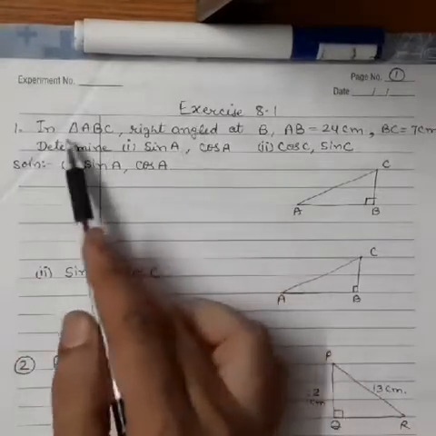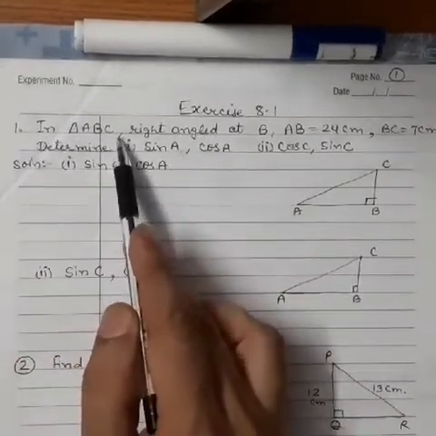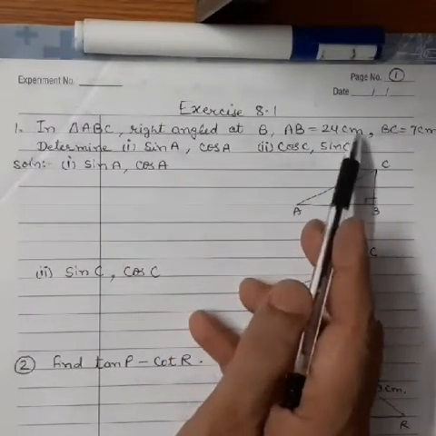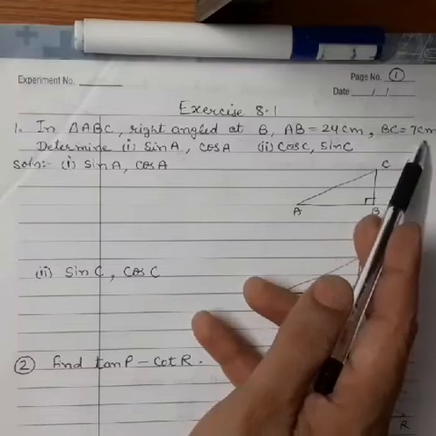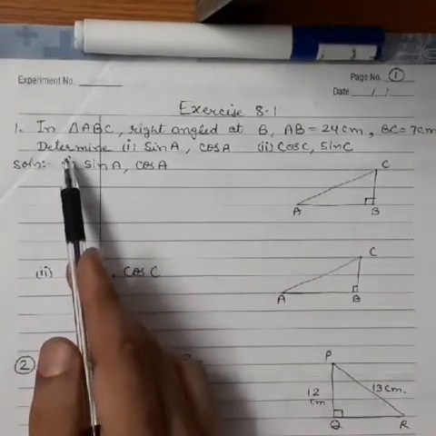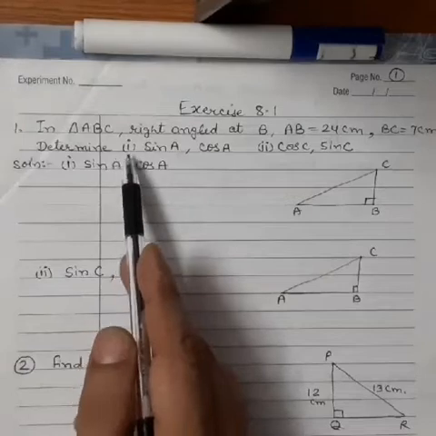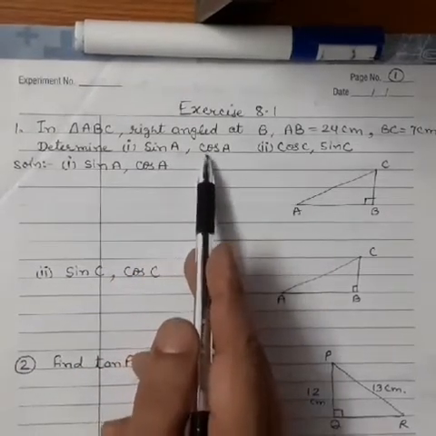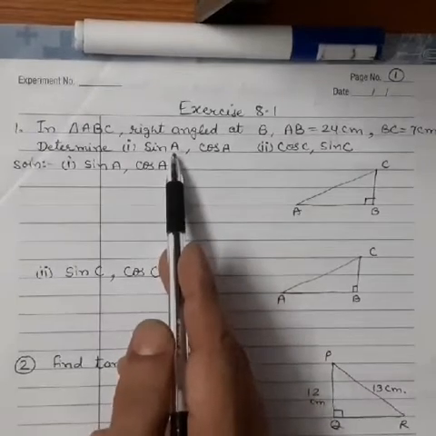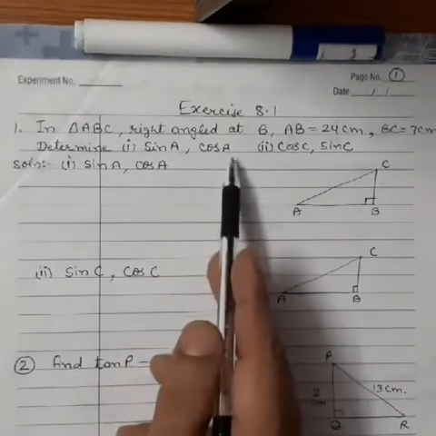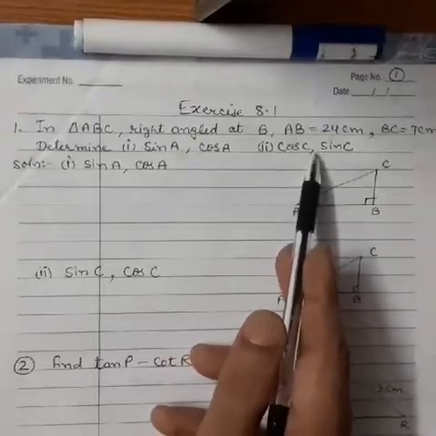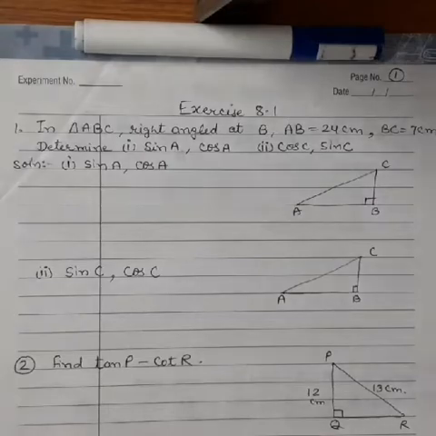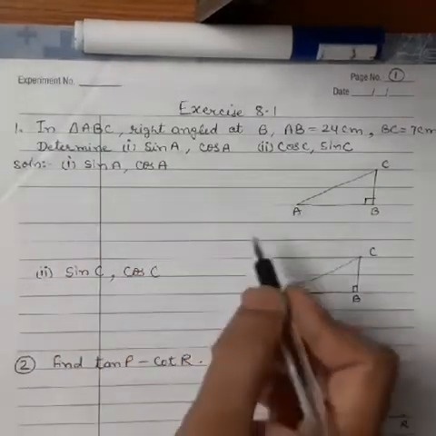Exercise 8.1. In triangle ABC, right angle at B, AB is equal to 24 centimeter, BC is equal to 7 centimeter. You have to find two things. First one is the value of sine A and cos A, where A is an angle. And then cos C and sine C. First of all, we have to find out sine A and cos A.